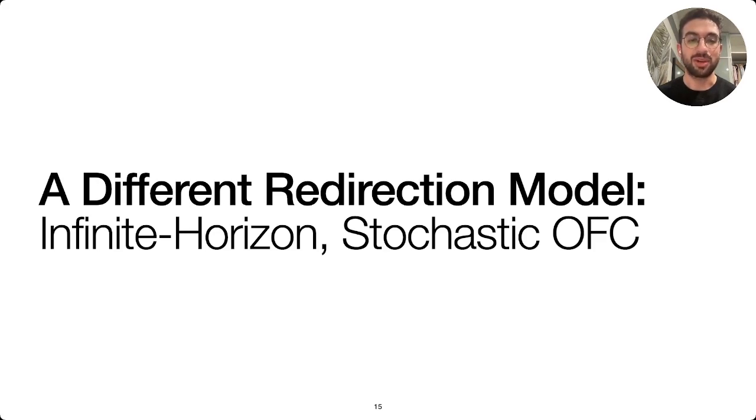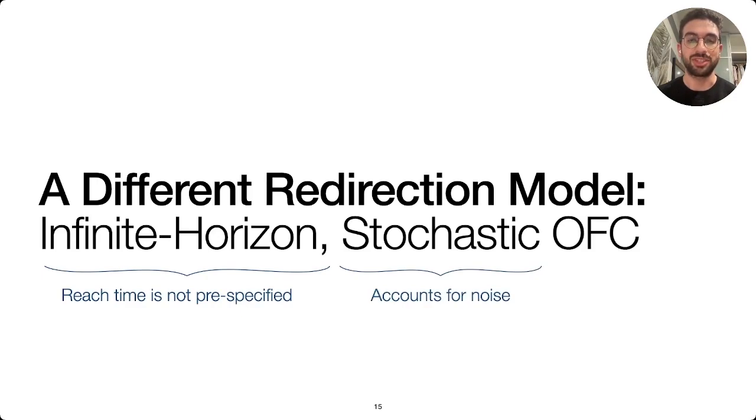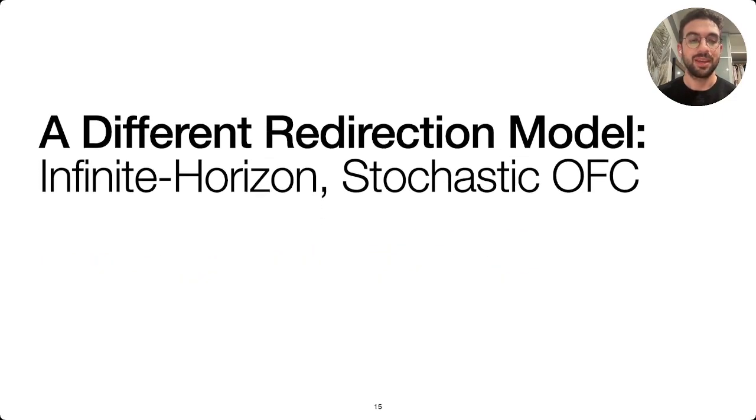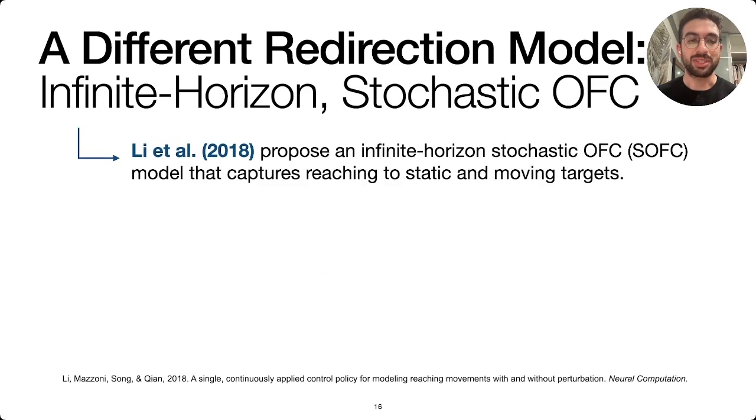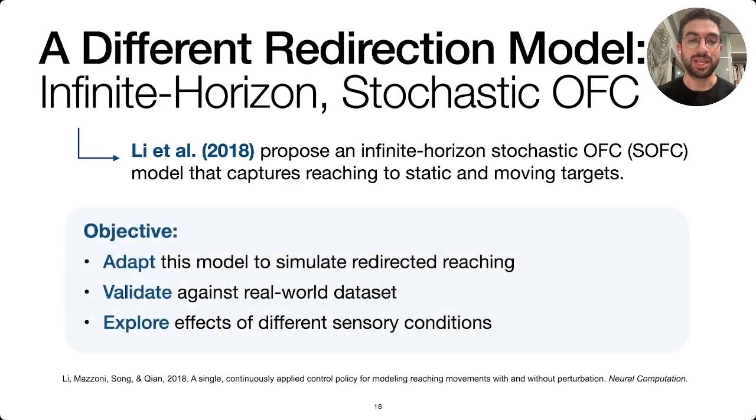This basically means that we're not specifying an end time for the reach, and we're accounting for sensorimotor uncertainties and noise. In 2018, Lee et al. presented a single model of this form that accurately captured reaching to static and moving targets. In this work, our objective was to adapt this model to simulate redirected reaching, validate it against real-world data, and use it to explore how different sensory conditions might affect redirection.